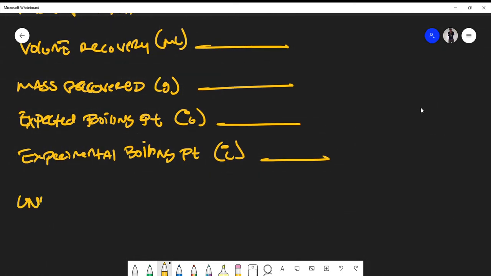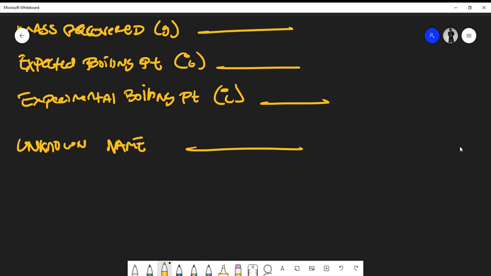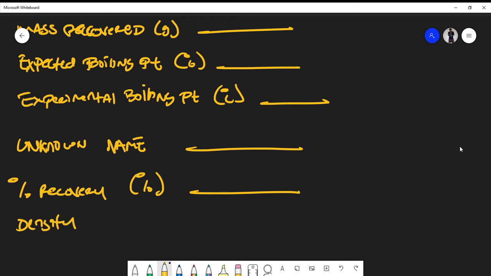What about the unknown name? All right, so this is after we have gained the melting point, so we can name the unknown in the sample vial. We're also going to calculate the percent recovery, and that's in percentage units, obviously, and then the density. What is the density of the liquid or the unknown that we are talking about?